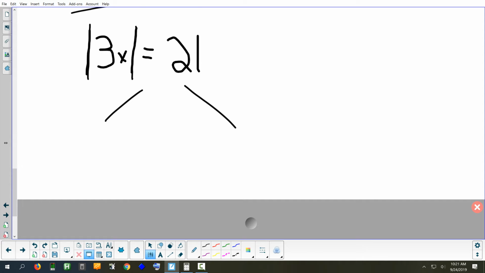What's gonna be my first equation? Olivia? 3x equals 21. Yep. So 3x equals 21. She wrote down the original problem, just no bars. And what's gonna be my second one? Yep. 3x equals negative 21. So it's the same problem, no bars, but then she made the number on the other side negative.